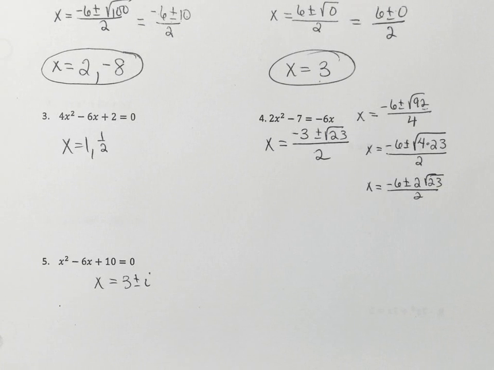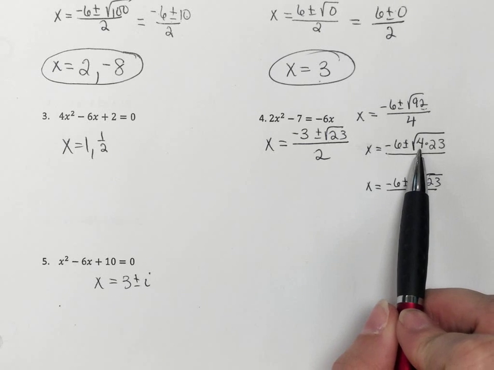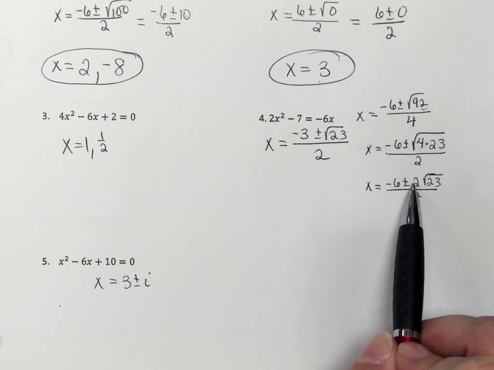The square root of 4. Michaela asked where I got the 2 from. The square root of 4 is 2. Square root of 4 is 2.